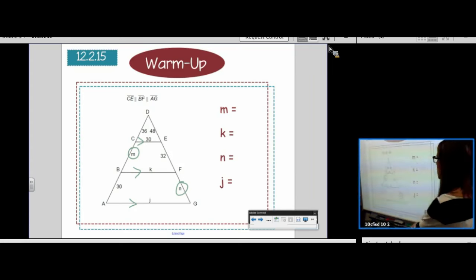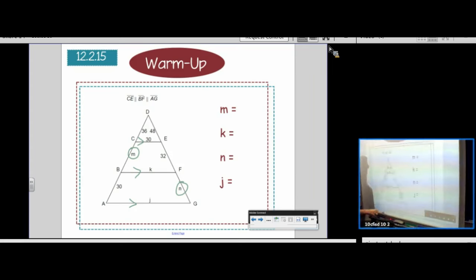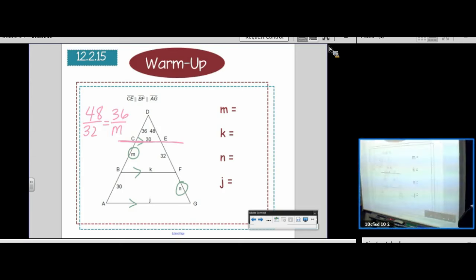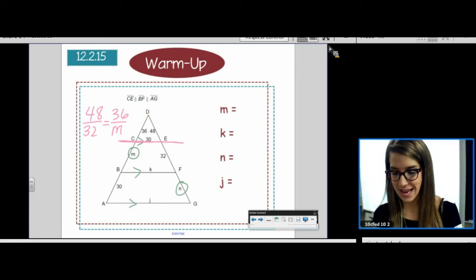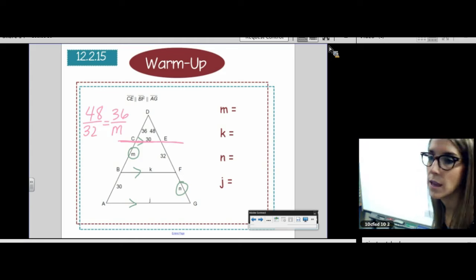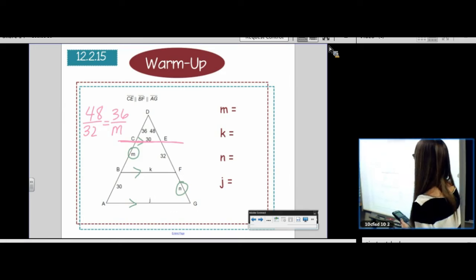All right, let's go for M first, because this one's really basic. We know by the triangle proportionality theorem that this segment divides our triangle sides proportionally. So we can say 48 is to 32 as 36 is to M. Very basic, just using the parts of the sides of triangle DBF. So we cross multiply 36 times 32 divided by 48, and we get M, 24.